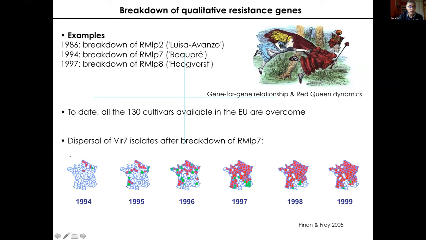And here on the bottom, you have maps of France which show the dispersal of virulence 7 isolates after the breakdown of the RMLP7 resistance. And so the departments, like regions, are colonized by those new strains after the first appearance in 1994 in Belgium and northern France. And then they spread all over the country very quickly.